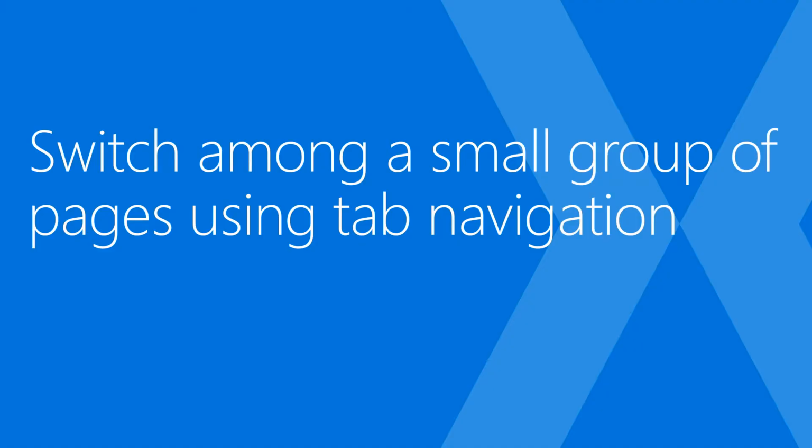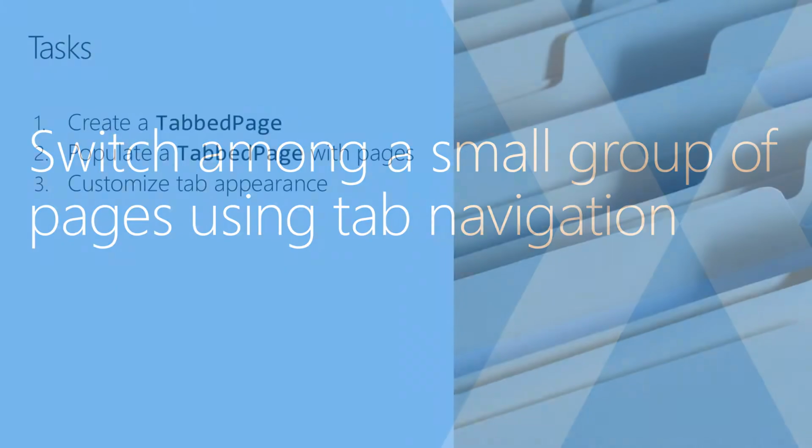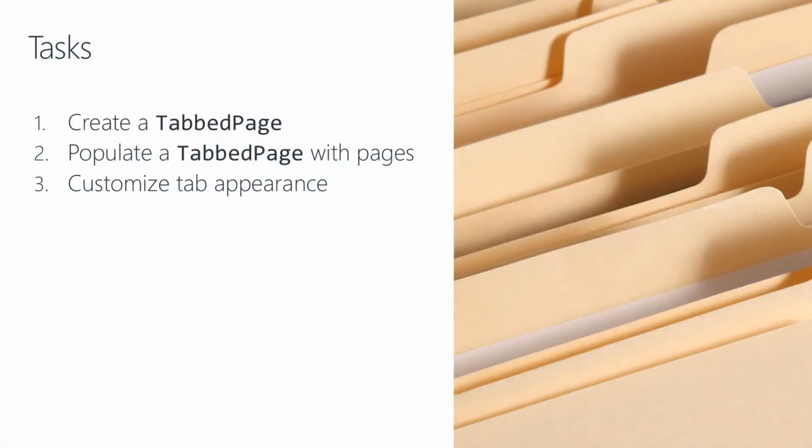In our final section, we're going to use another common navigation pattern known as tabs. In Xamarin.Forms, we'll use a TabbedPage to manage tab navigation. We're going to learn how to create a tab page, populate it with content, and add images to each page's tab.